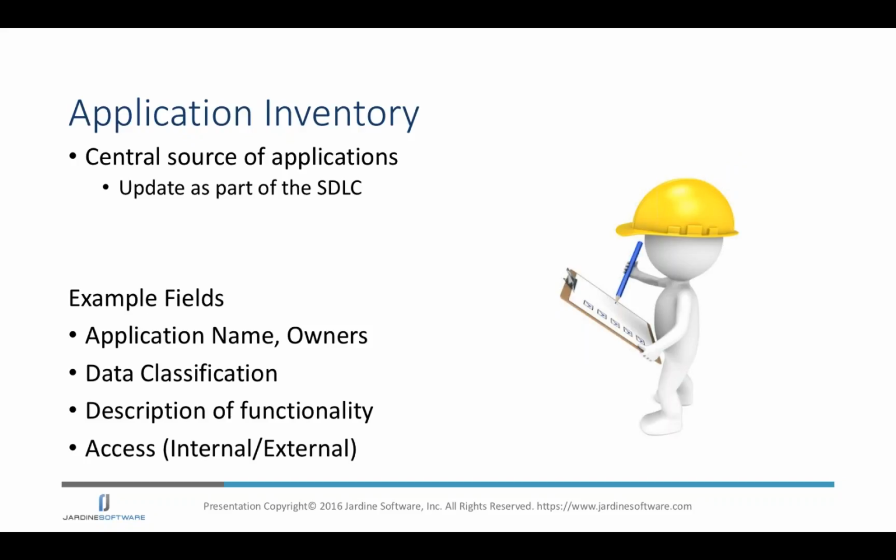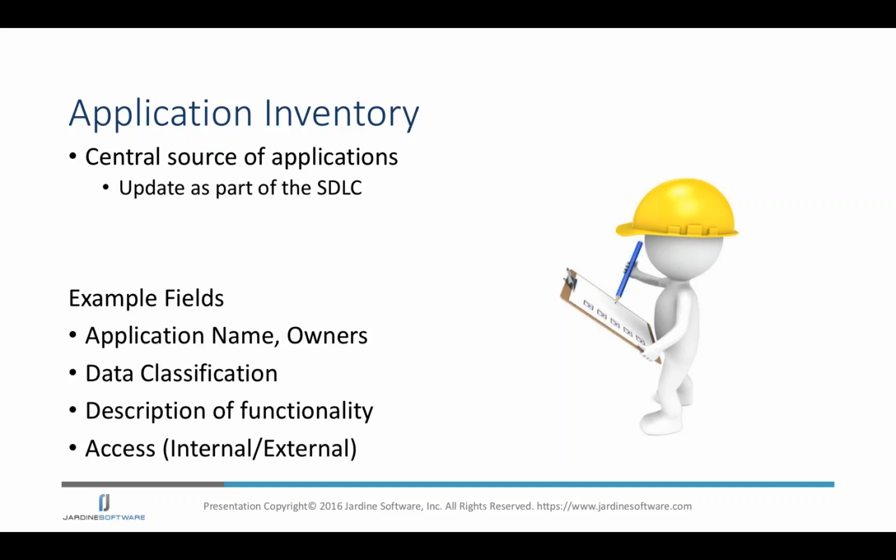This is one of the more critical things we need to think about from an application security program perspective: do you have an inventory? We need to know what applications we have. We want to think about application name, owners of the application, the contacts for it, data classifications, description of functionality, whether it's internal, whether it's external. We need to know about these apps, right?